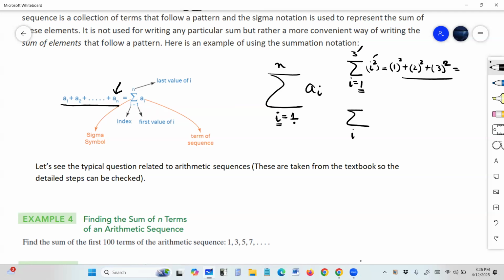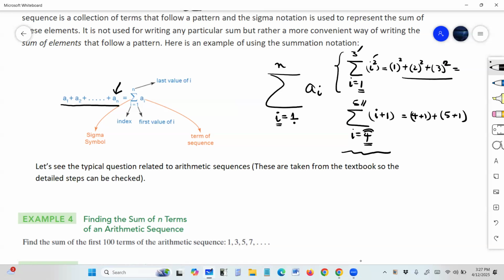Here's another case. Now I'm starting at 4 and I'm ending at 5. So you're going to replace i with the index, start at 4 plus 1, and 5 plus 1. And then we evaluate that. Okay, obviously, for series that do not start at 1, we cannot use the formula, right? So the formula is only for sequences that start at 1.